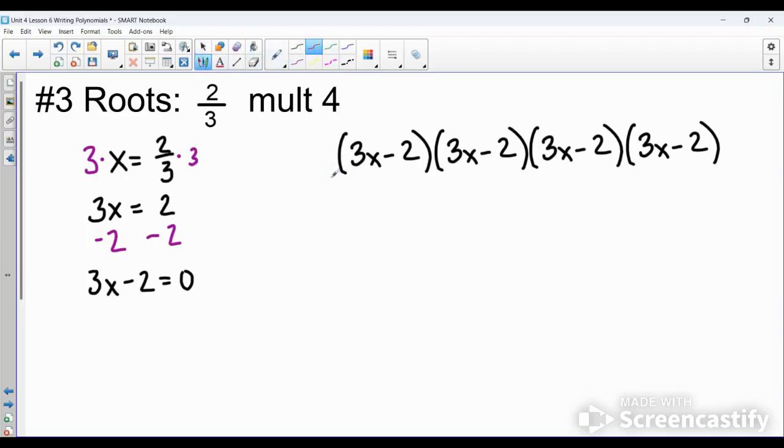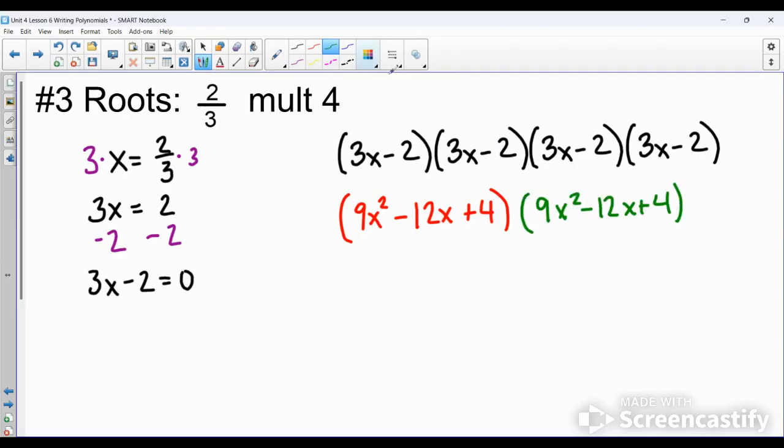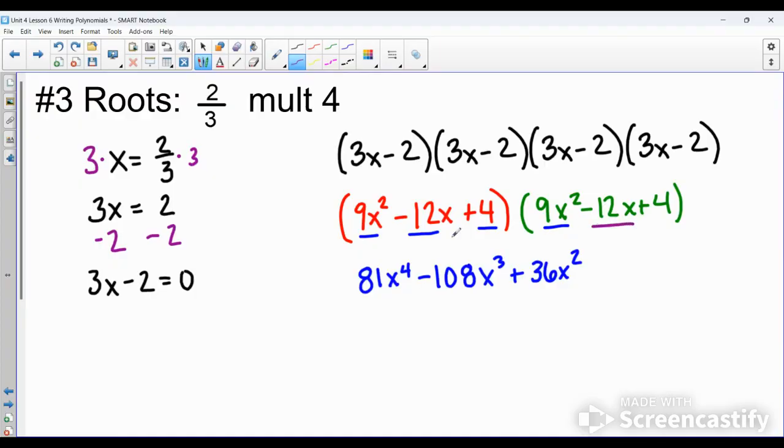So we'll group the first 2, and we'll FOIL out the first 2, which means that this second piece is also going to be that. And now we're going to multiply all the pieces. So we're going to take 9x squared and multiply it by all these guys. Multiply -12 by all of these.